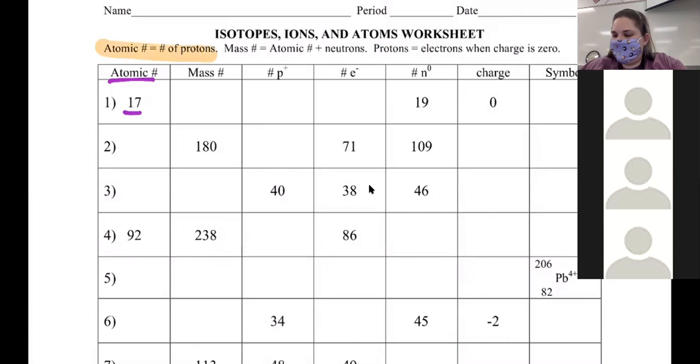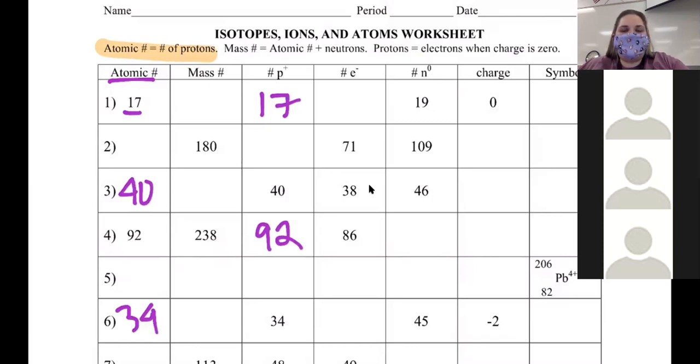The number of protons. There you go, number of protons. So anytime they give me the atomic number, I can automatically fill this in, and vice versa. Like this one's got a 40, so I know this is going to be 40. This is a 92, I know that's going to be 92. This is a 34, I know that's 34. So if they give me the protons or the atomic number, I know that those are always the same, so I should fill those in. That's really easy to do, okay?